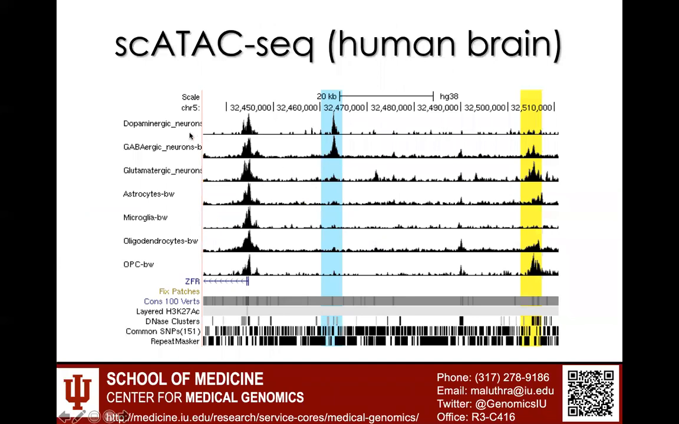This is another example we did for single cell ATAC-seq from human brain samples. You can see we are able to identify cell type specific chromatin accessibility from different cell types. This is very important information for us to understand.